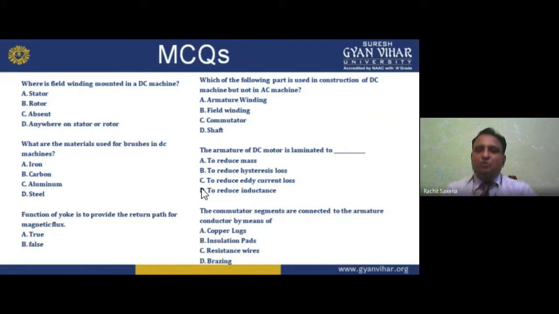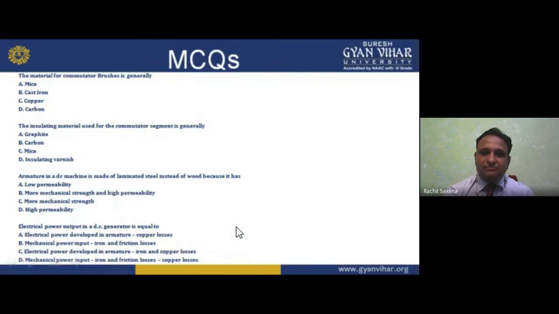The armature of a DC motor is laminated to reduce eddy current losses. The commutator segments are connected to the armature conductors by means of lugs. I already told you that is copper lugs. Option A. Now, the material for commutator brushes, obviously brushes I am talking about, is carbon. The insulating material used for the commutator segment is generally, we have mica, carbon, graphite. So mica is there. Generally we use mica, but we use insulating varnish also.